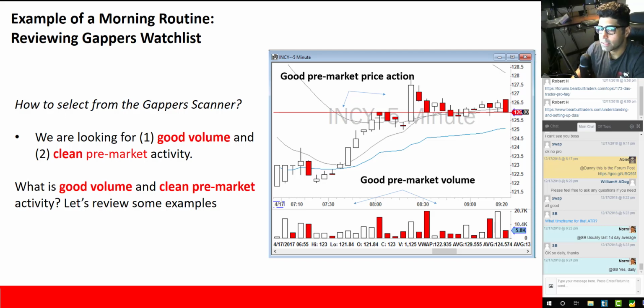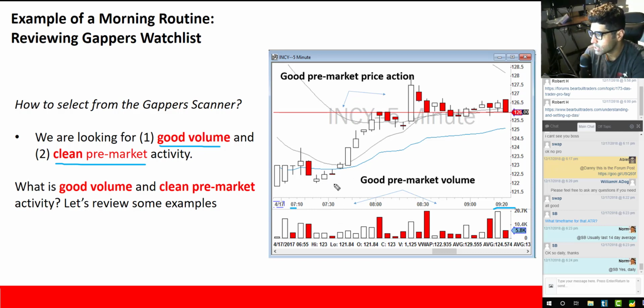And we look at two things: a good volume and a clean pre-market activity. And I know these are not really obvious words. What do you mean by good volume and clean pre-market activity? It's best to go through the examples. So INCY, for example, if you hit the scanner, you see from 7 o'clock in the morning all the way up before the market opens. When I look at the pre-market activity, I see a decent, uniform price action, plus a decent volume and decent price action.